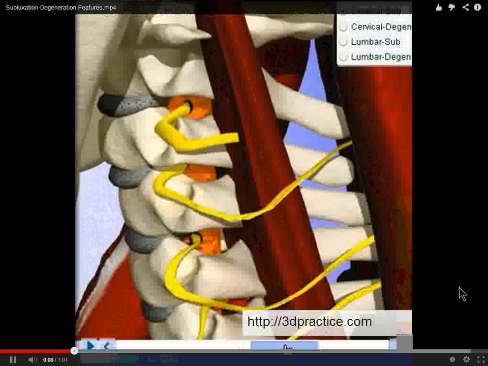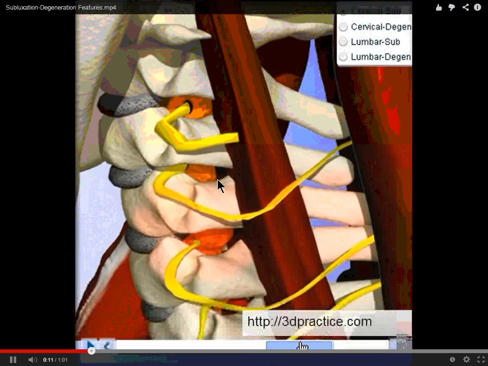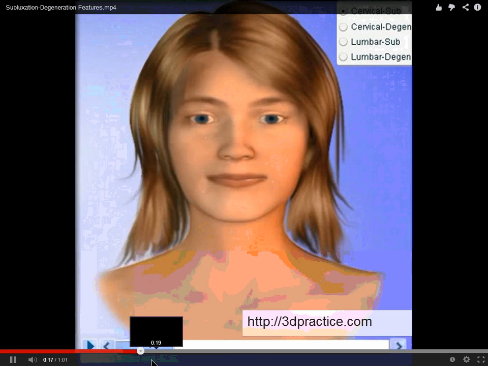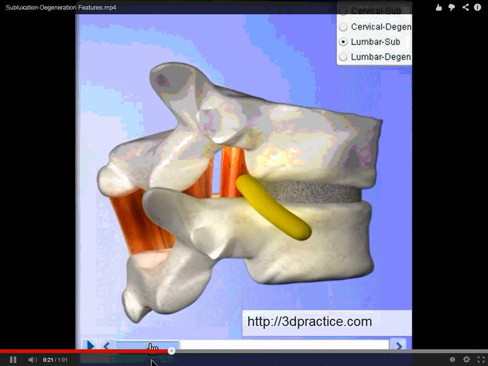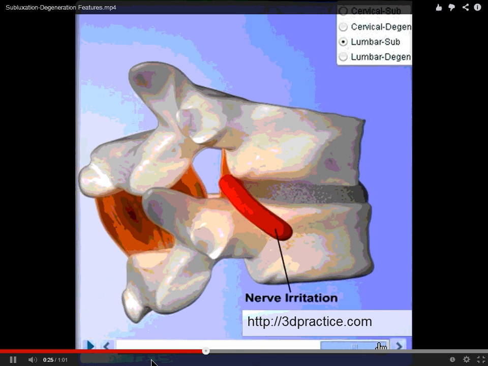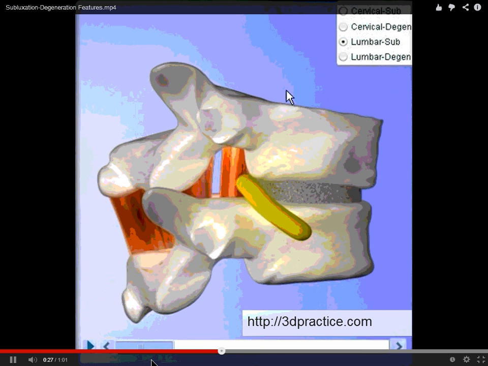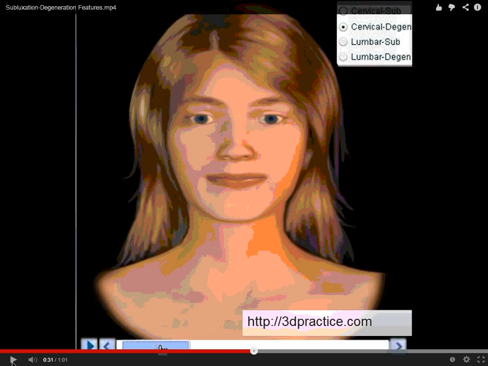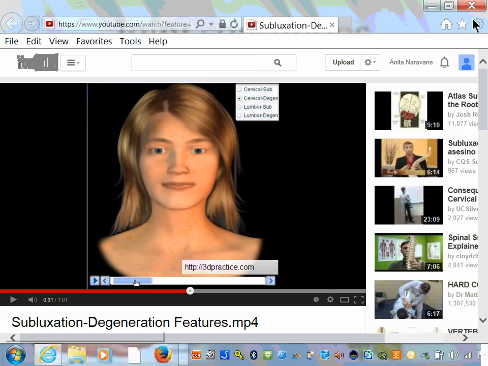Here it's showing you the vertebral subluxation. It's kind of misaligned, and the nerves are affected. Here there's lumbar subluxation. Can you see? The bones are still articulating but not properly. So there's misalignment. They're not completely out of contact with one another. So that is a subluxation.